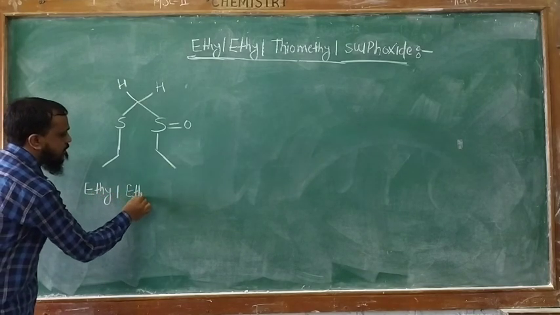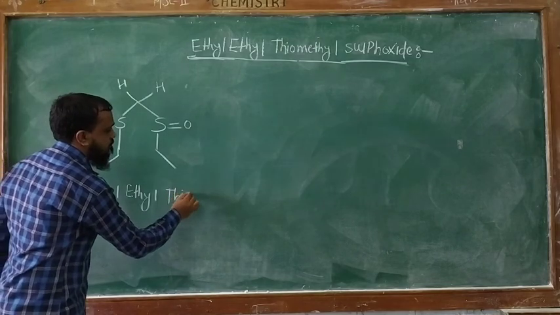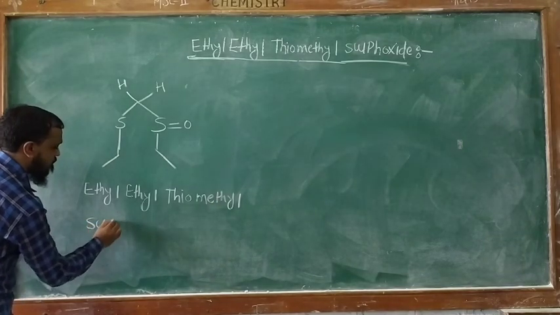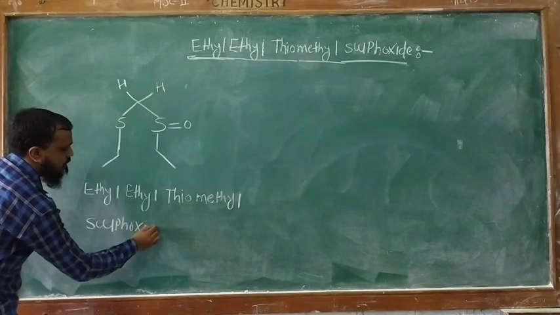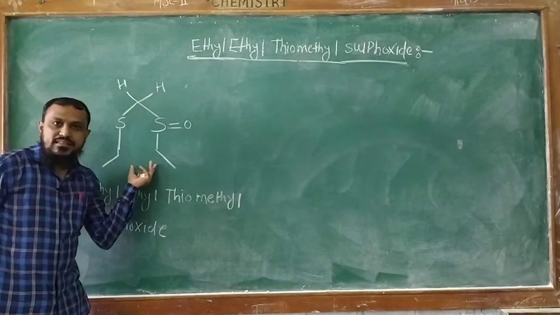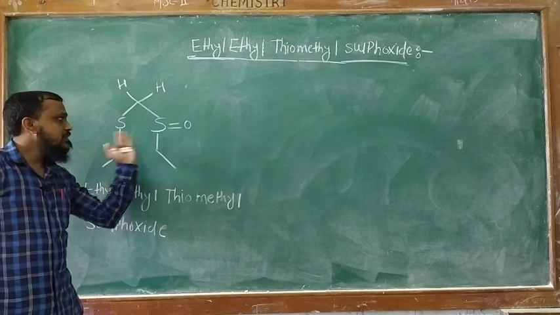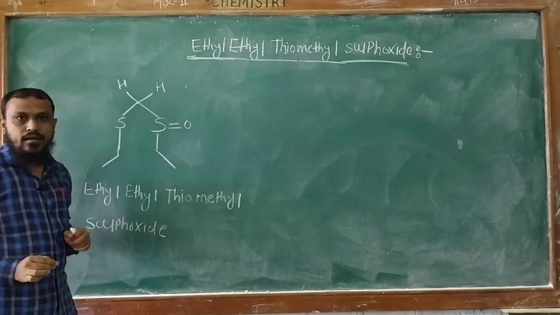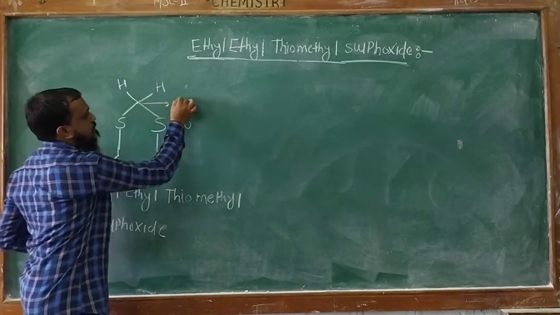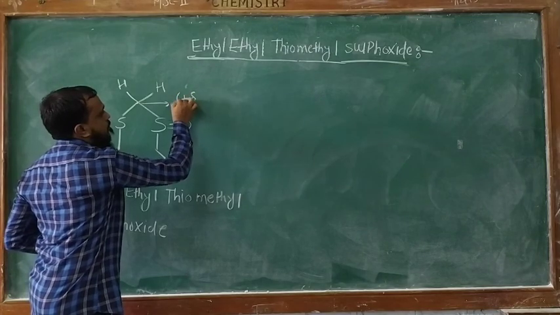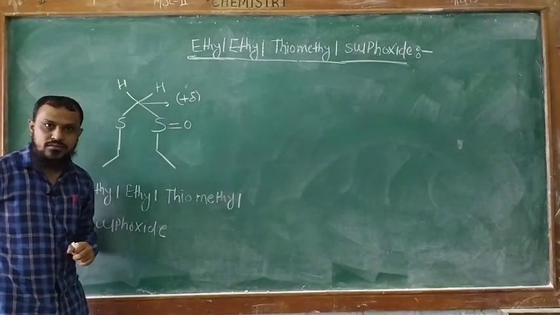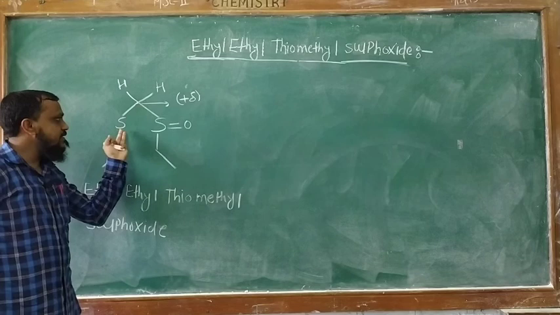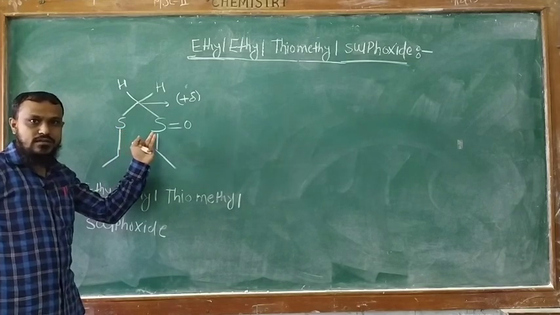Ethyl thio-methyl sulphoxide. Okay, when we see the structure of ethyl thio-methyl sulphoxide, here this carbon atom has a partially positive charge, because this carbon atom is attached to the highly electronegative sulfur atom.